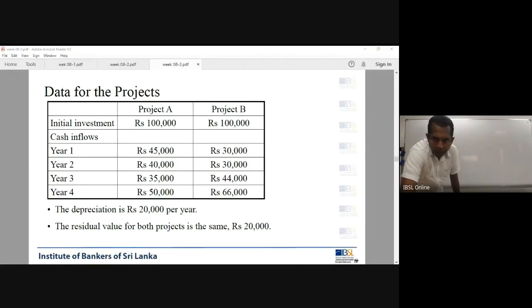Can you see the board clearly? Can you see the board? Right.